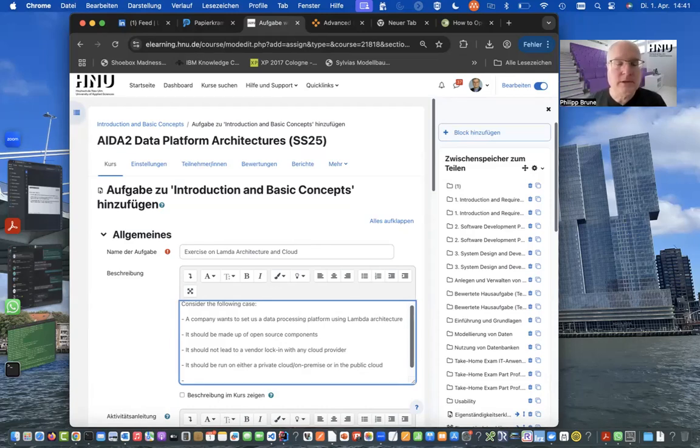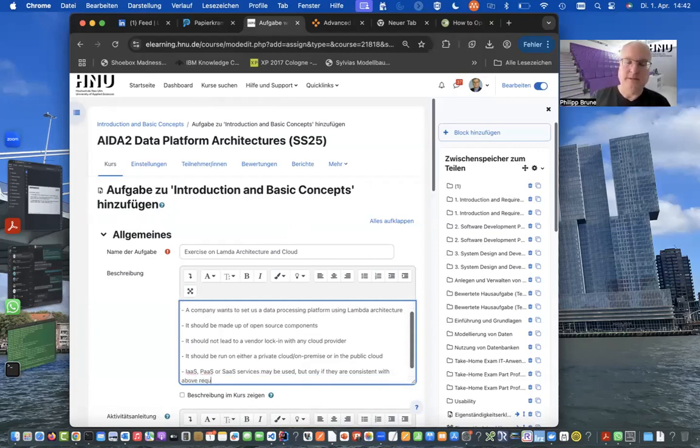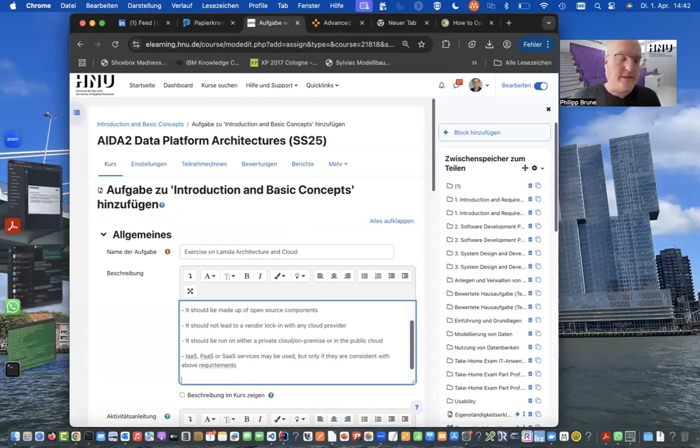Those components should not run. Okay. And of course, they should not contradict the other requirements. So that is the goal.